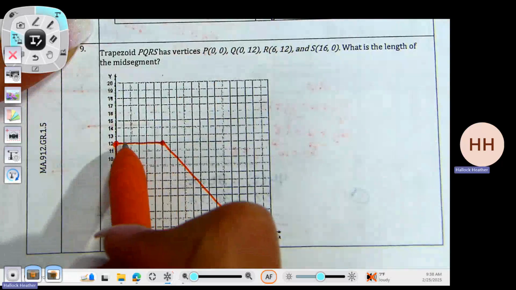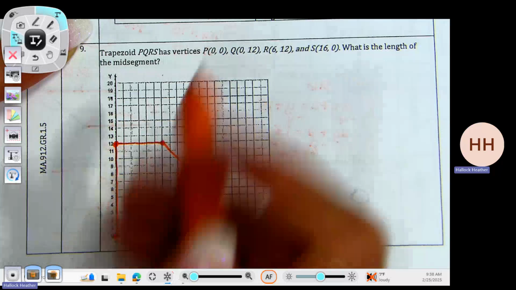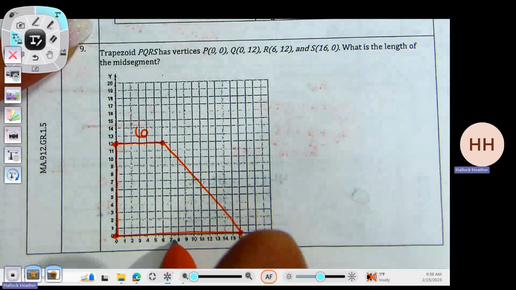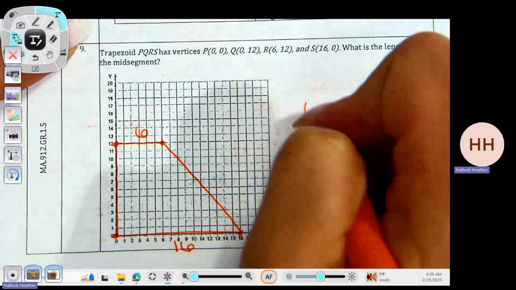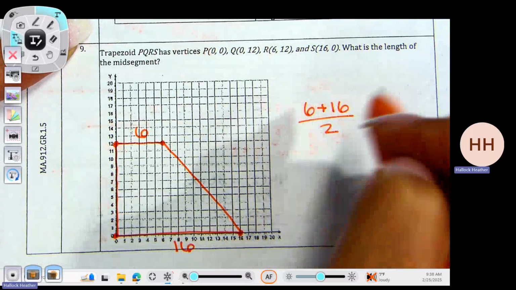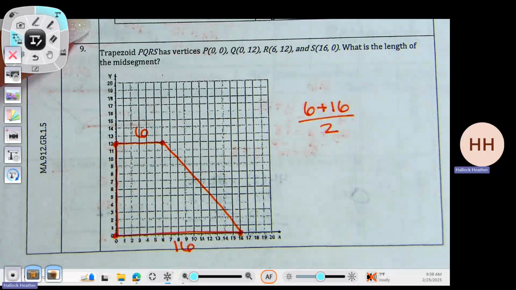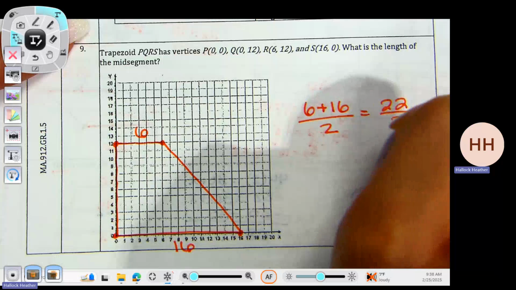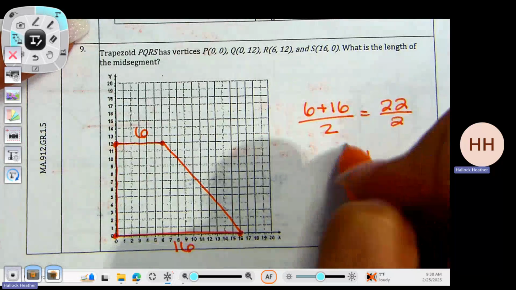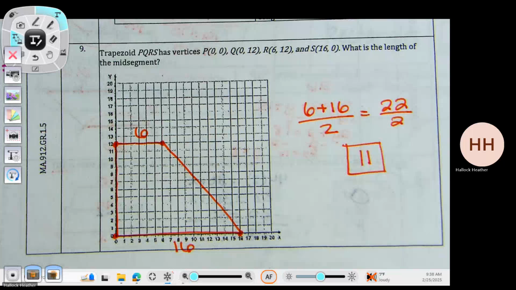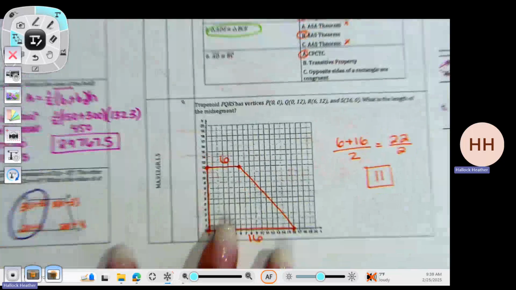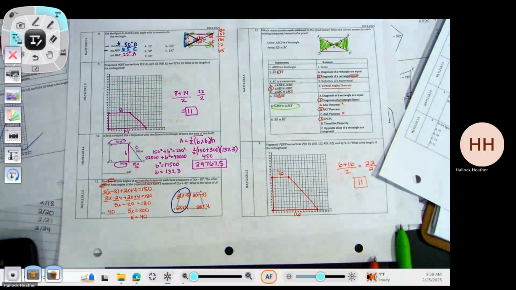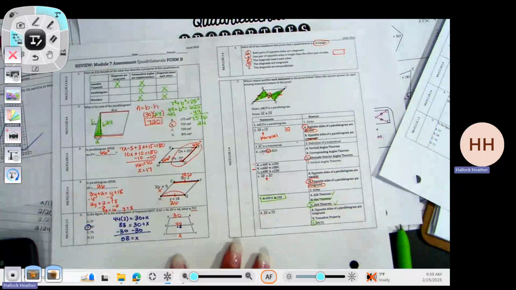So I count the distance of the top. 1, 2, 3, 4, 5, 6. So this distance is 6. The bottom distance is 16. I'm adding them together, 6 plus 16, and I'm dividing by 2. 6 plus 16 is 22. Ironically, this is the same as the other problem. I divide by 2, which makes 11. And I'll zoom out so you can see all the answers really quick. So there's the back. And then there's your front.